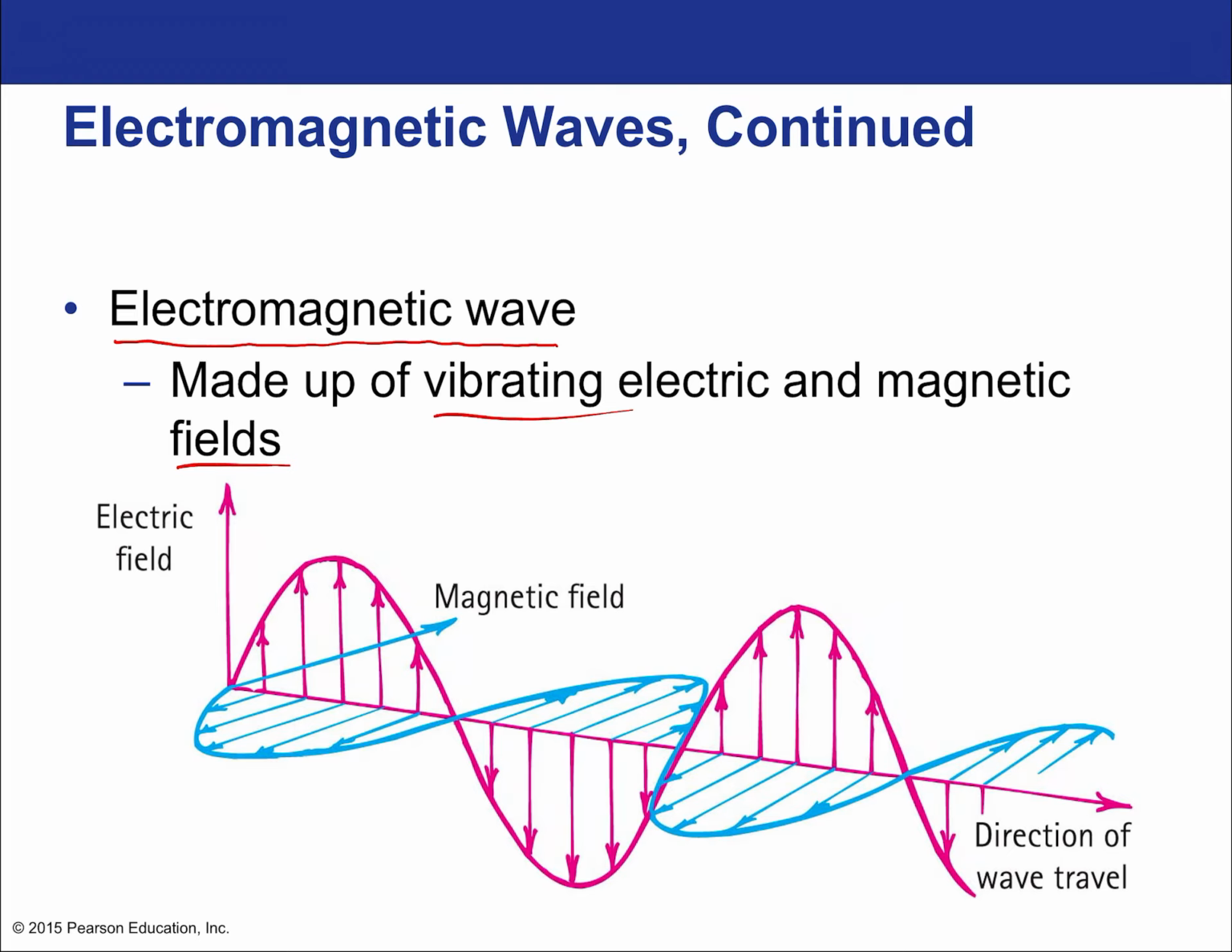right? The magnetic field would be in one plane, shown in blue, and then in a perpendicular plane is the electric field. See? So they're always perpendicular to each other. They are, however, in phase. Notice that, right? That the two waves are maxing out at the same point, even though they're perpendicular.